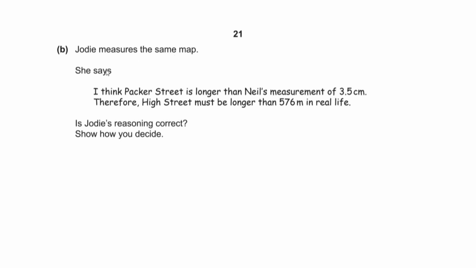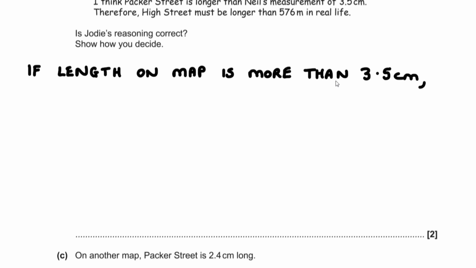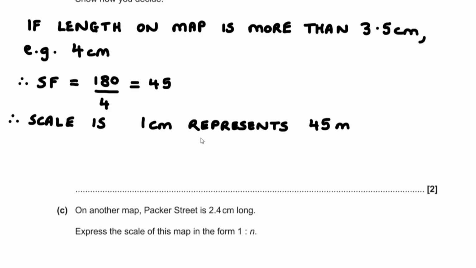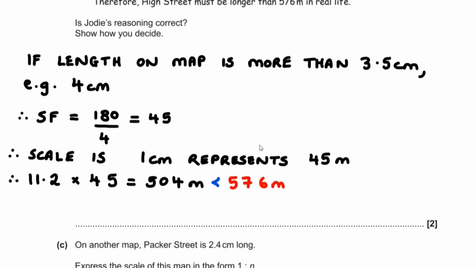Part B, Geordie measures the same map. She says, I think Parker Street is longer than Neil's measurement of 3.5 centimeters. Therefore, High Street must be longer than 576 meters in real life. Is Geordie's reasoning correct? Show how you decide. Well, if the length on the map is more than 3.5 centimeters, for example 4 centimeters, then our scale factor is 180 divided by 4, which is 45. This means the scale is 1 centimeter represents 45 meters. So if I take this original 11.2 and multiply it by 45, 11.2 times 45 is 504. Now clearly this is less than the 576 meters, which means Geordie is incorrect.